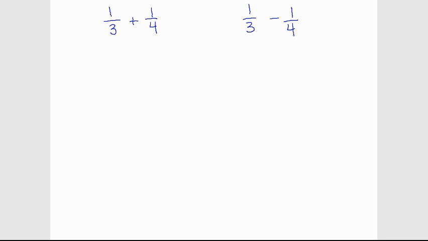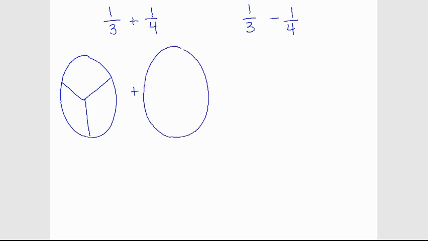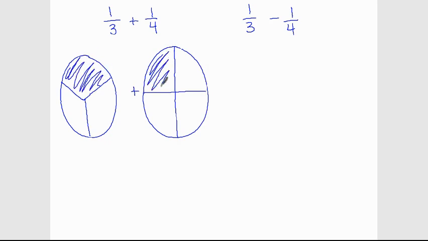So I'm going to represent this first problem with two circles. I am taking a circle and dividing it into thirds. We'll pretend that that is 3 equal parts. And then I'm adding another circle that is divided into quarters. And I'm going to go ahead and shade 1/3, and I'm going to shade 1/4.